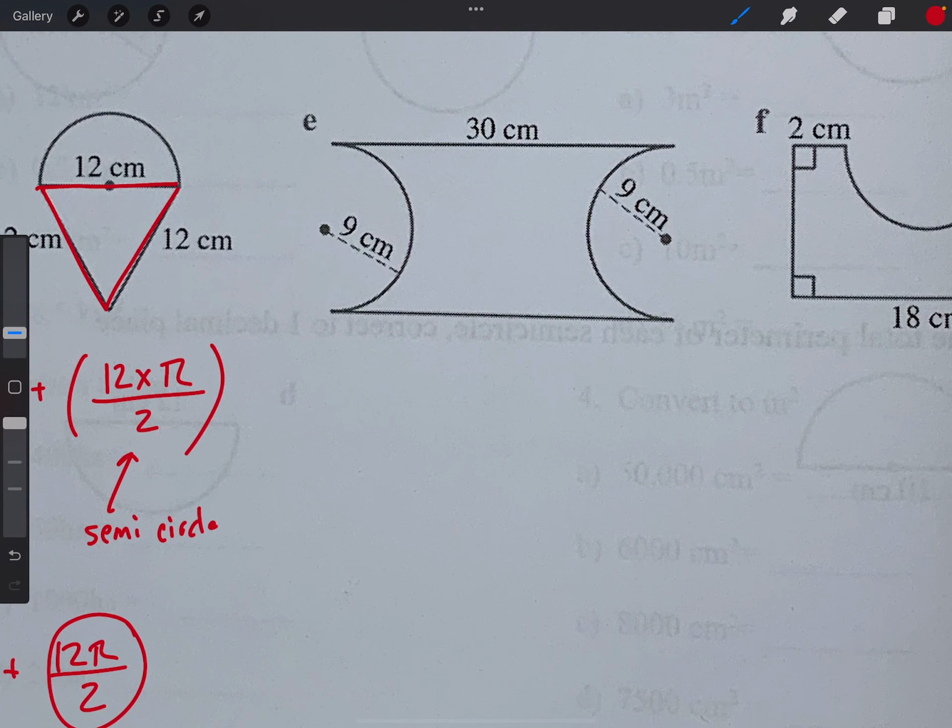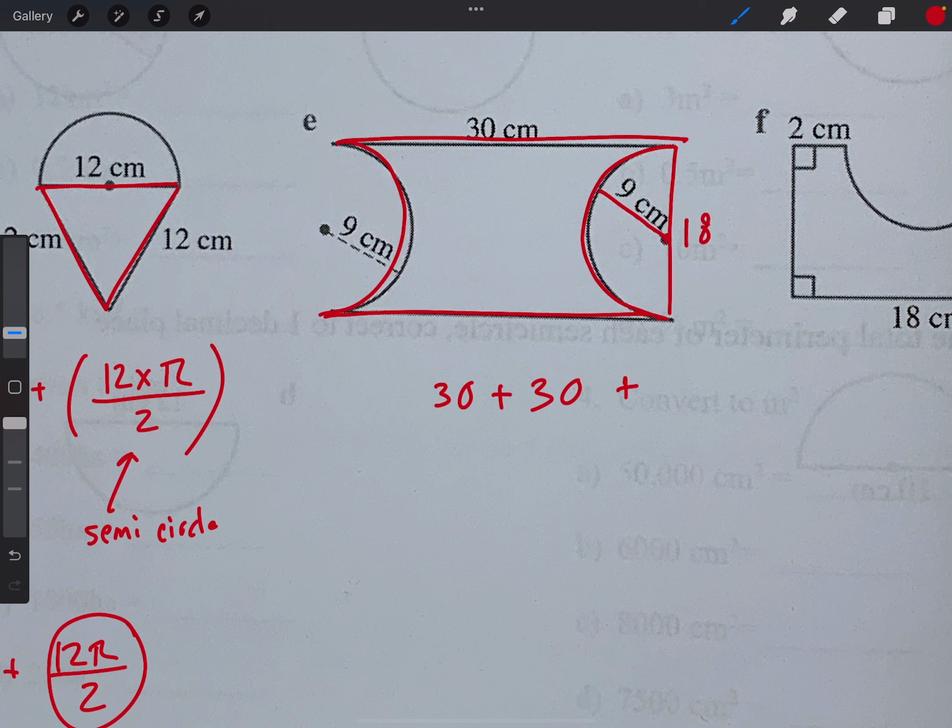Next one. Okay, so you have the length 30. So that's 30 plus another 30. That makes 60. And then plus, you've got half a circle and half a circle. Now these half circles have the same radius, which means they have the same diameter. So the radius is 9, that means the diameter must be 18. And this has the same diameter, 18. If they have the same diameter, you can pretty much combine these two to make a full circle, can't you? So really, you're going to have 30 plus the circumference of a full circle.